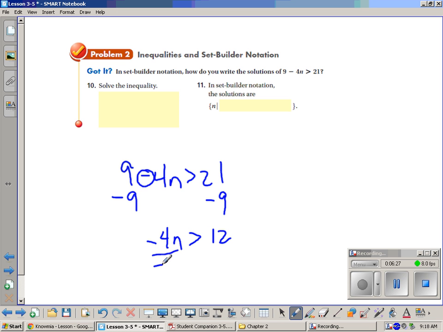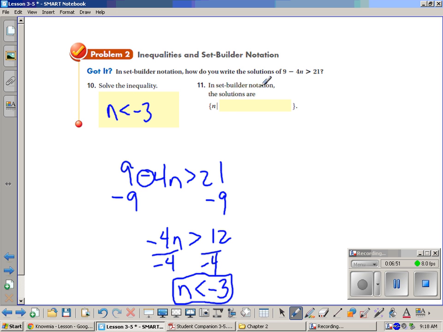To get n by itself, we're going to have to divide by negative 4. And remember, that does something to the inequality that flips it. So n is now going to be less than negative 3. 12 divided by negative 4 is negative 3. So here is the solution to this inequality. n less than negative 3 is the solution.